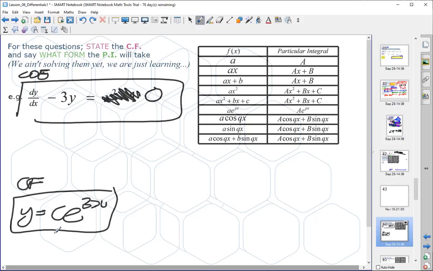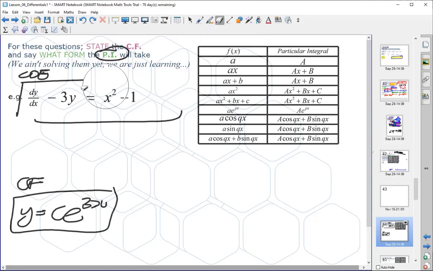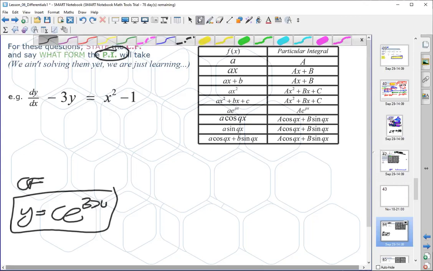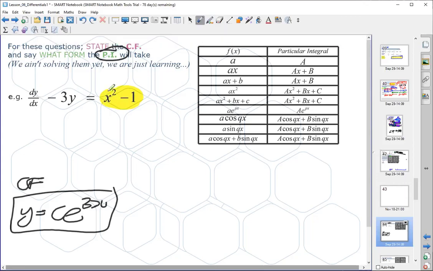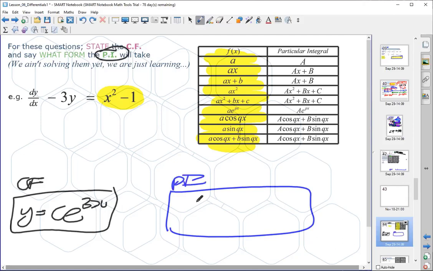Now we need to do the particular integral. In particular, we're not actually going to work out the particular integral. We're just going to say, what form would it take? So we're looking at this function here, and we're seeing in this list of functions which one does it match, which one is it closest to matching? Ax squared plus bx plus c. So our particular integral is going to be y equals ax squared plus bx plus c. That's going to be our particular integral.